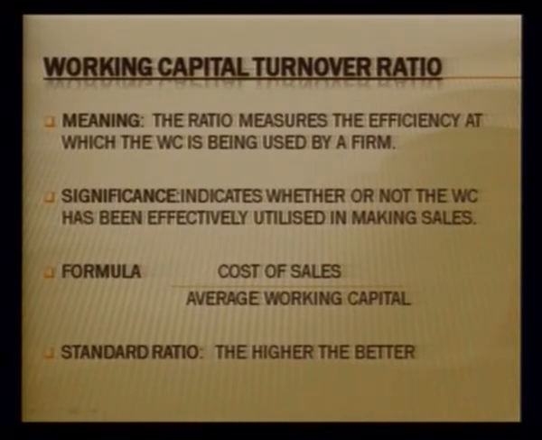The two basic components that emerge from the working capital turnover ratio are cost of sales and the average working capital. So, the formula is the cost of sales divided by the average working capital, and average working capital means both the opening and the closing working capital. Again, there is no standard ratio available to judge whether it is being used effectively or not, but we say the higher the ratio, the better it is. The higher the ratio, the better working capital turnover the company depicts.